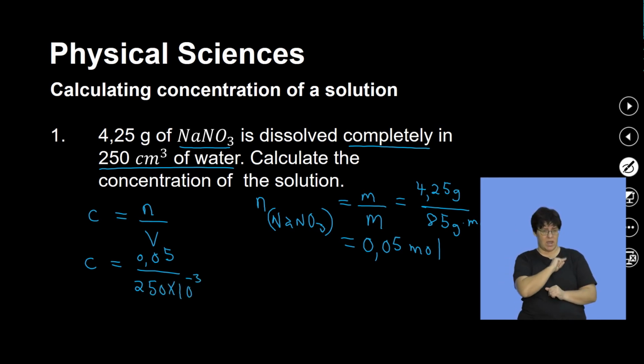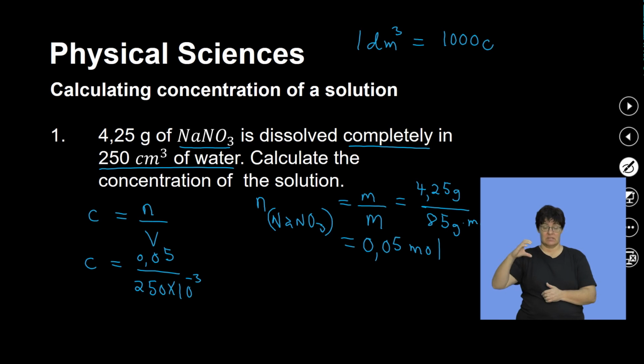Why 10 exponent negative 3? Because we know that 1 cubic decimeter is equal to 1,000 cubic centimeters, right? So to move from cubic centimeters to cubic decimeters, we divide by 1,000, okay?